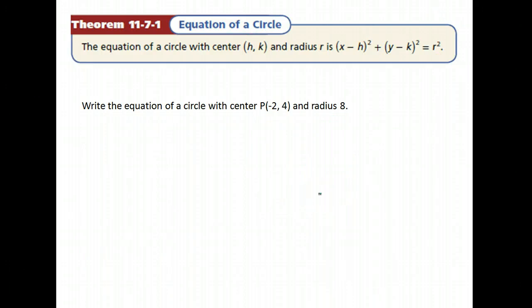All right, let's do another example. I'm asked to write the equation for a circle. Its center is at (-2, 4) and it has a radius of 8. Again, I start with just the general form for the equation of a circle: (x - h)² + (y - k)² = r². Again, h and k are the x and y coordinates of your center.